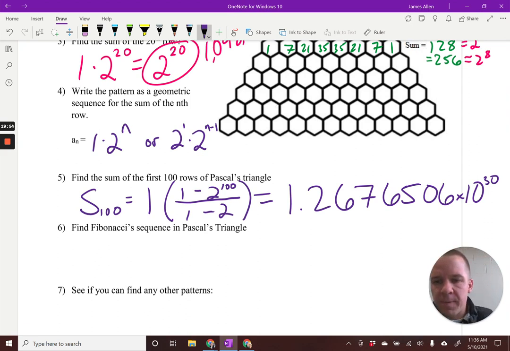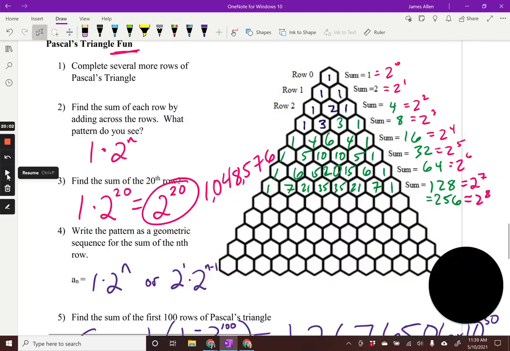It's huge. All right. Ooh, find Fibonacci's sequence in Pascal's triangle. It's like they were buddies. All right, so this is a little tough to see. Kind of like me right now. My camera went out. I don't know why, but we're just going to finish this thing up. Yeah. So to find Fibonacci's sequence, it's actually a little bit weird. So bear with me.